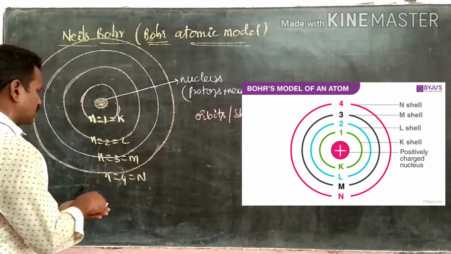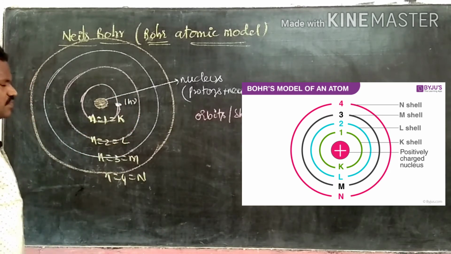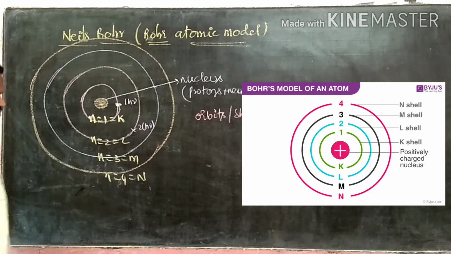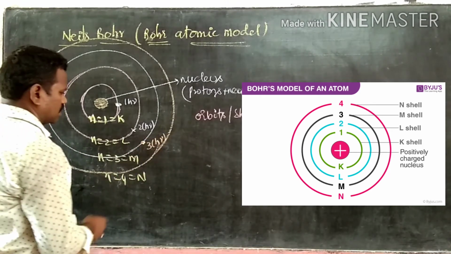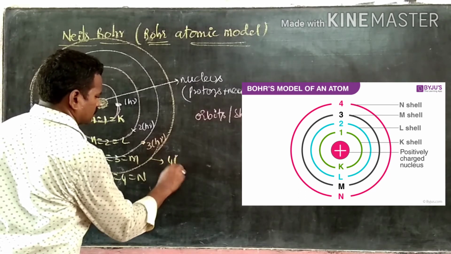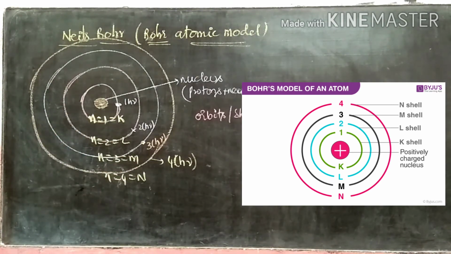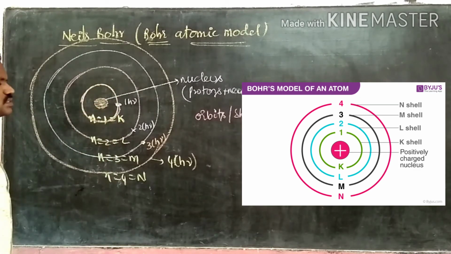For example, if an electron is in the first level, it contains one packet of energy, meaning it stores one packet of energy. If an electron is in the second level, it contains two packets of energy. If the electron is in the third level, it contains three packets of energy. If the electron is in the fourth level, it contains four packets of energy. What does it mean? As the size increases, the energy of the path also increases. As the size decreases, the energy of the path also decreases. So n = 1, which is very close to the nucleus, has a lesser amount of energy.